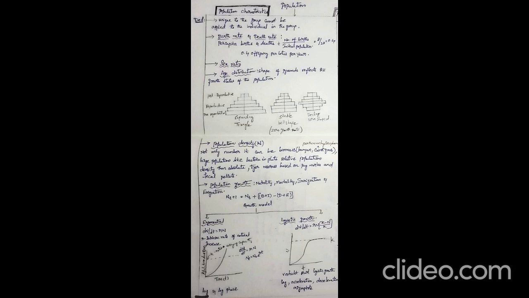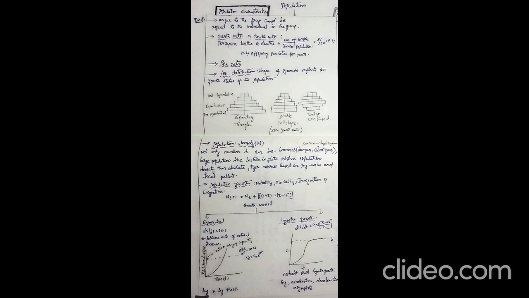So the equation is dN by dt equals rN. It means change in density by time is equal to rN, where r stands for intrinsic rate of natural increase. You have to know the shape of the graph will be J shaped. That is very important. The exponential growth curve will always be J shaped, and it has only two phases: lag phase and log phase.